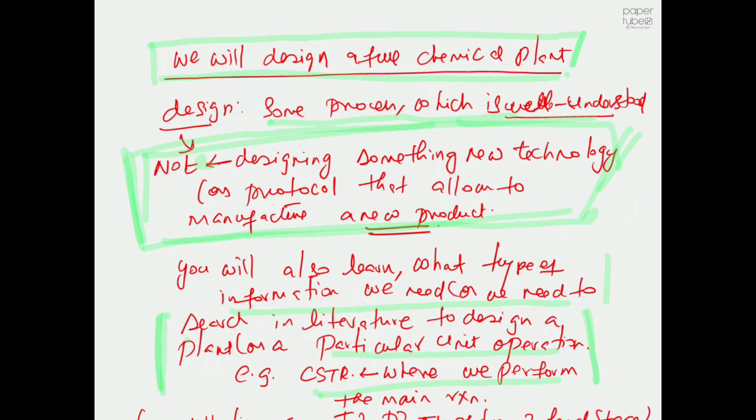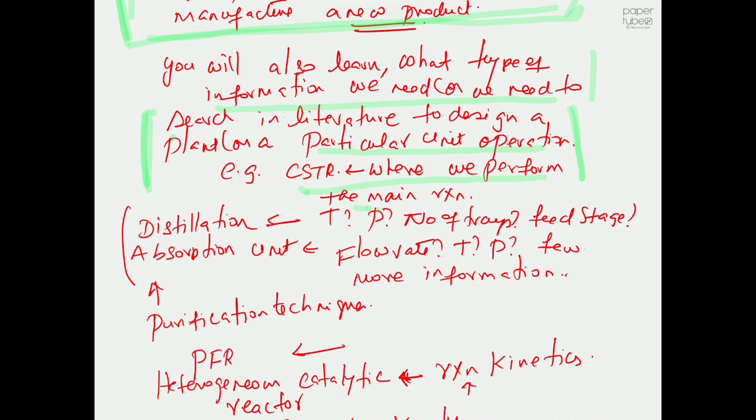If you take a continuous stirred tank reactor where we perform the main reaction, and you want to simulate this particular process, what information do we need? And for a distillation column, obviously we need temperature, pressure, the number of trays, and the feed stage.